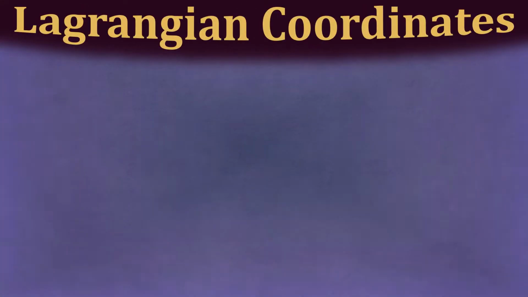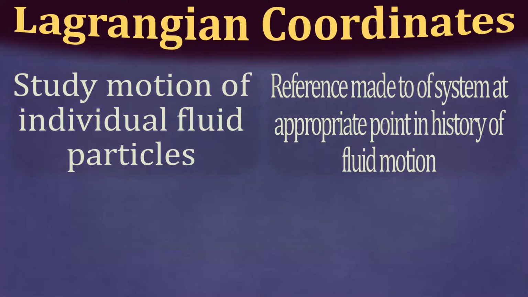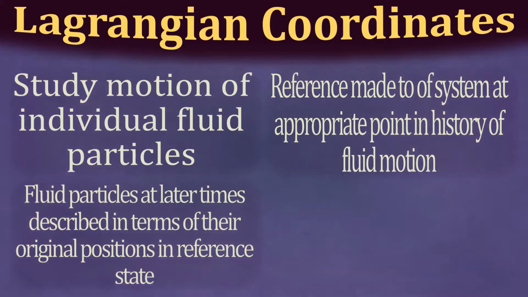Next, let's compare this to Lagrangian coordinates. This is where we study the motion of individual fluid particles, and reference is made to the state of the system at some appropriate point in history of the fluid motion, for example at time t equals 0. Fluid particles at later times are described in terms of their original positions in the reference state.